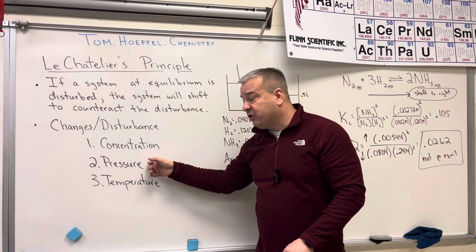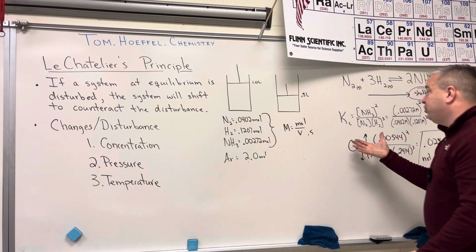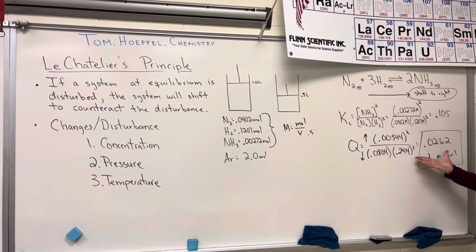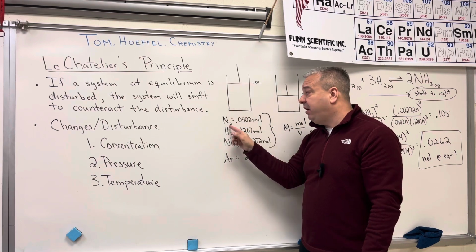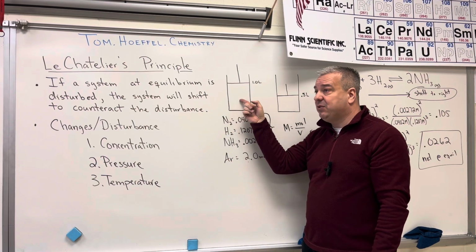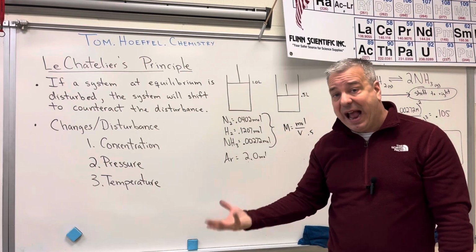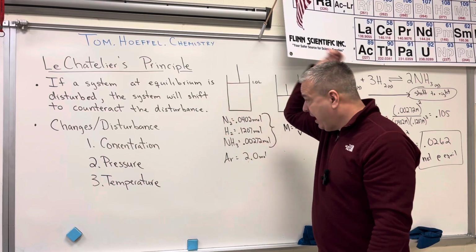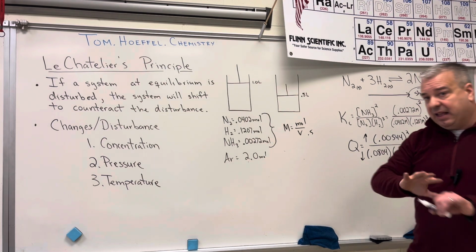So not all pressure changes are equal. If you decrease the volume, you change the molarities, and if you change the molarities, you're not at equilibrium. But if you simply add argon in here to change the pressure, the molarities of the nitrogen, hydrogen, and NH3 are not changing. There is still 0.0402 moles of nitrogen per liter in this container. I don't care how much argon you add, its molarity is going to stay the same. And if the molarities stay the same, the equilibrium constant is going to stay the same. It's not going to shift. It's still going to be at 0.105, and there's going to be no shift.